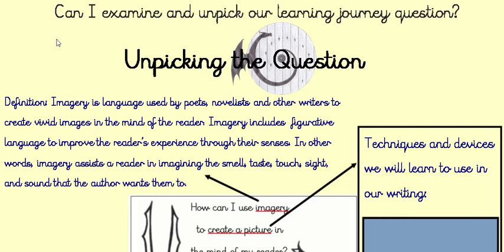Well, here's my definition of imagery. Imagery is language used by poets, novelists, and other writers to create vivid images in the mind of the reader. Imagery includes figurative language to improve the reader's experience through their senses. In other words, imagery assists the reader in imagining the smell, taste, touch, sight, and sound that the author wants them to.